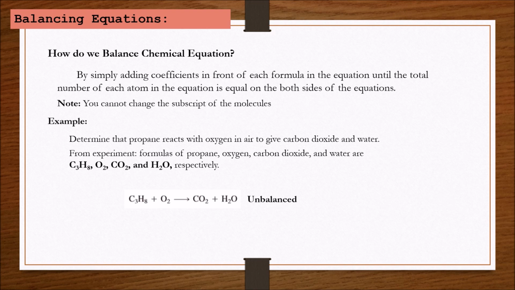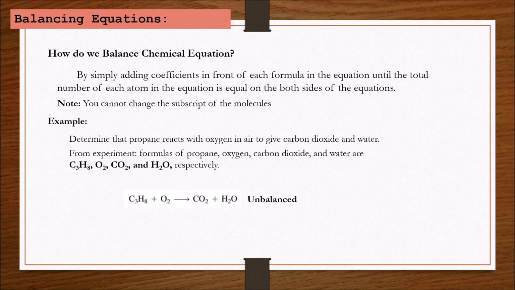As an example, consider burning propane gas. By experiment, you determine that propane reacts with oxygen in air to give carbon dioxide and water. You also determine from the experiment that the formulas of propane, oxygen, carbon dioxide and water are C3H8, O2, CO2, and H2O respectively. So you can write a chemical equation, which is this one.